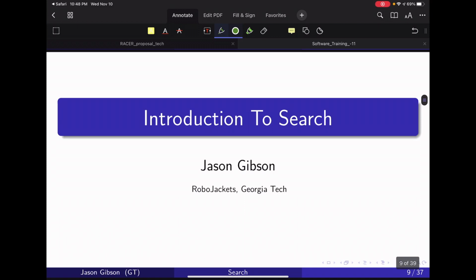Hello everyone, and in this video we're going to be talking about the basics of search. We're not going to be focusing entirely on the path planning problem. We're going to look at the more general definition of what search can do, because it is a very general tool that can be used to solve a lot of different problems and is used this way.